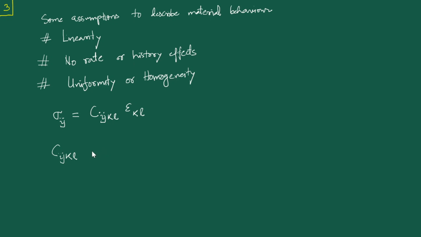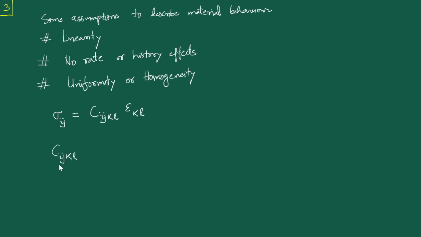So first of all, we note that this fourth order elasticity tensor Cijkl, how many independent constants does it have? I say independent constants because please note that we are working under the assumption of uniformity or homogeneity. So different parts of the material of a body would have the same value. So in that sense, it's a constant.